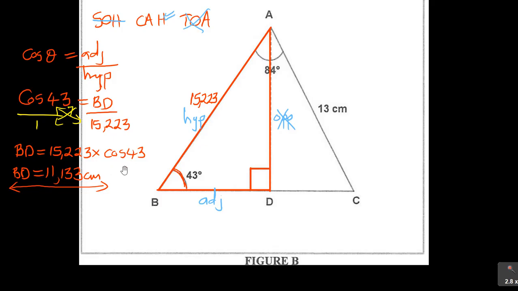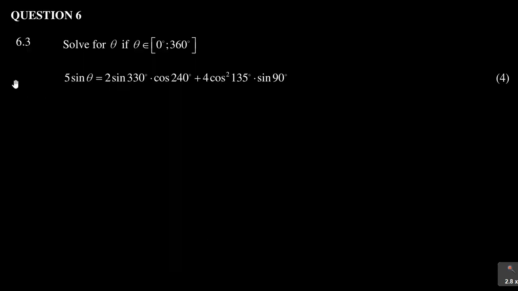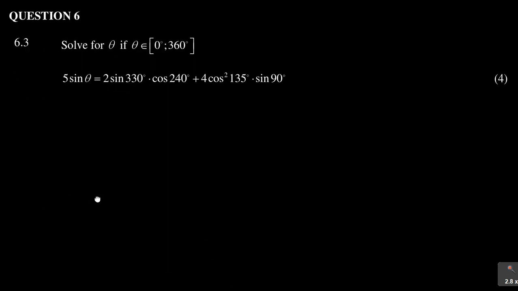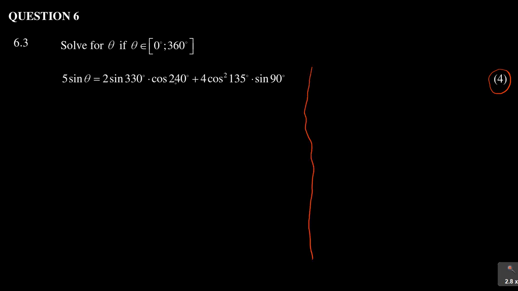Let us move on to the next question. Now 6.3 is our next question, and this particular question was out of 4 marks, and you're supposed to solve for theta. I say solve for theta if theta is in this region between 0 and 360, and you are given that. Now you can actually solve it at once, but I prefer, before you simplify it, to try to simplify it individually so that you can see what it leads to.